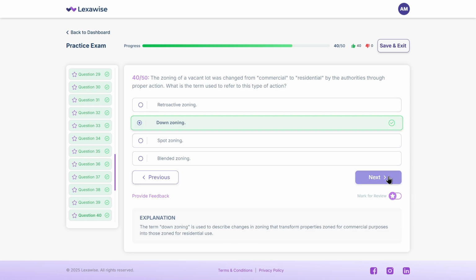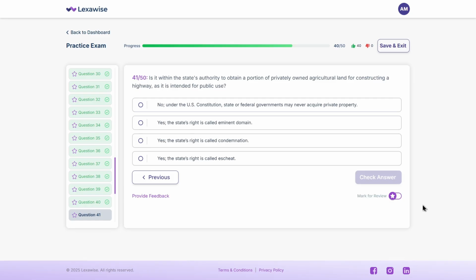Here's another. Is it within the state's authority to obtain a portion of privately owned agricultural land for constructing a highway as it is intended for public use? A, no. Under the US Constitution, state or federal governments may never acquire private property. B, yes. The state's right is called eminent domain. C, yes, the state's right is called condemnation. D, yes, the state's right is called escheat. Take a second.